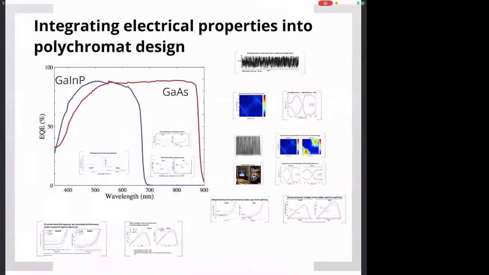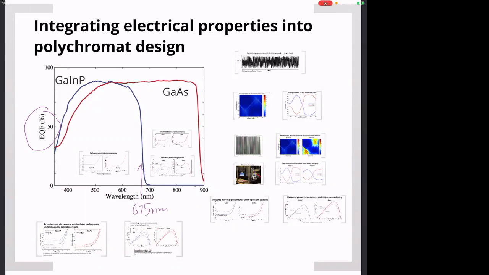So in order to do that, of course, we have to pick the cells. We design the optic based on the cells we pick. So we first pick the cells and then design the optic in order to split the spectrum based on the band gaps. The spectrum is split based on something called the external quantum efficiency curve, which we talked about before, which shows how efficiently a photon of a certain wavelength is absorbed. In the case of gallium indium phosphide, which is the blue curve here, photons are absorbed up to about 675 nanometers or something like that.